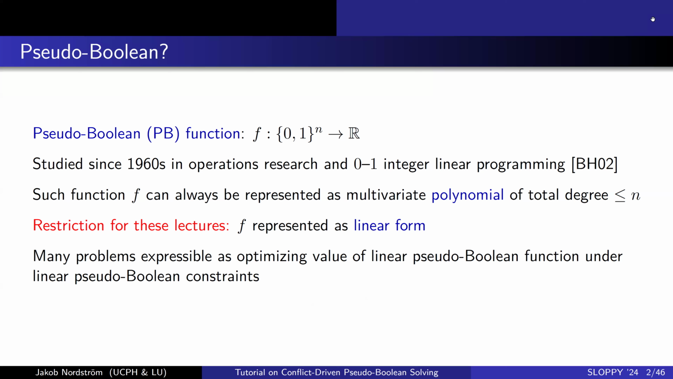And any pseudo-Boolean function over n variables can always be written as a polynomial of total degree at most n. This is not so hard to see. But we are going to be more restricted. We're going to insist on degree 1. Okay, we're going to insist on linear functions. And still, as we'll see, this is a fairly expressive setting.